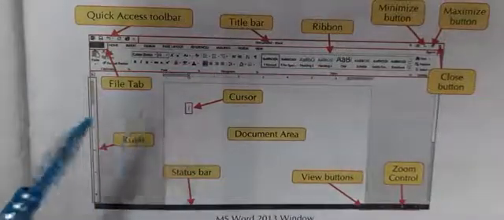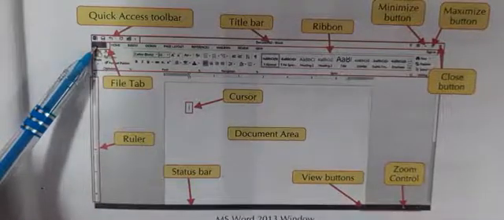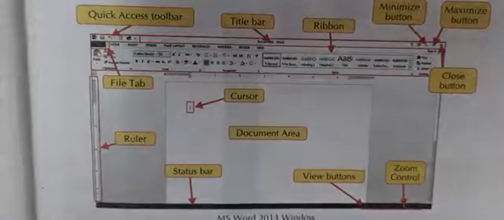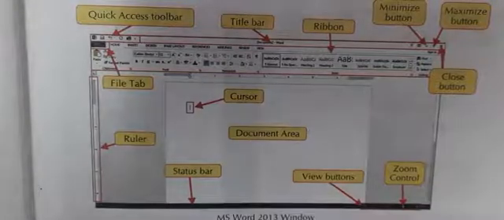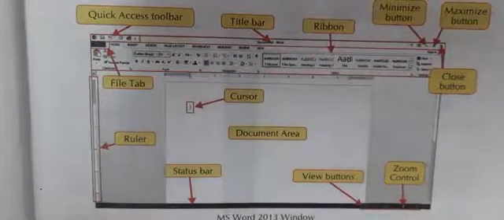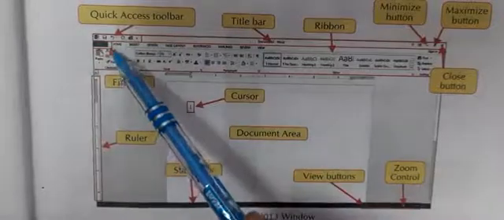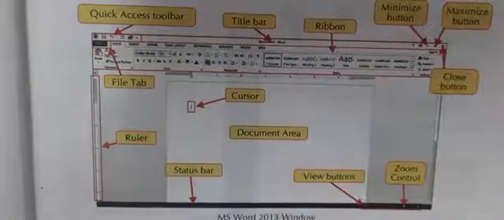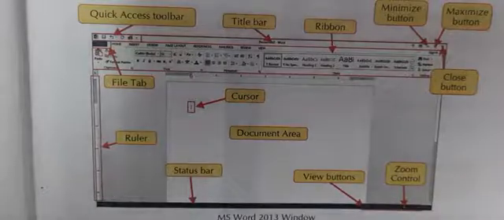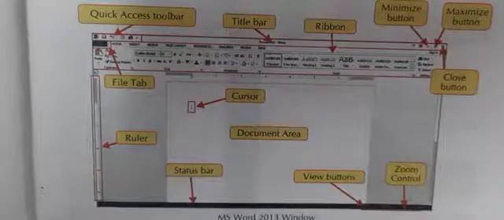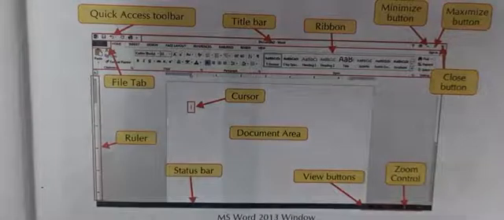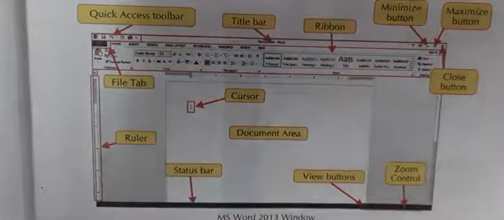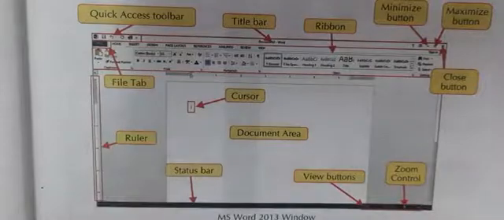First, let's learn about the File tab. What is a File tab? It consists of the commands which are related to file operations, like New, Open, Save, Save As, Print, Print Preview. These kinds of commands are present in the File tab.